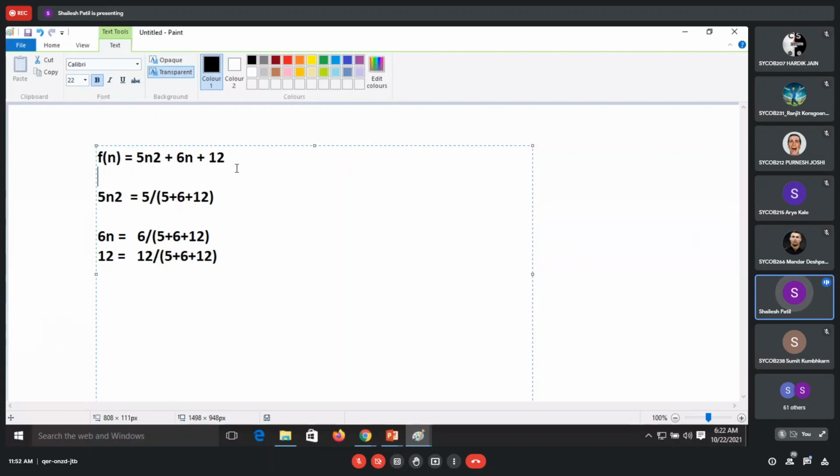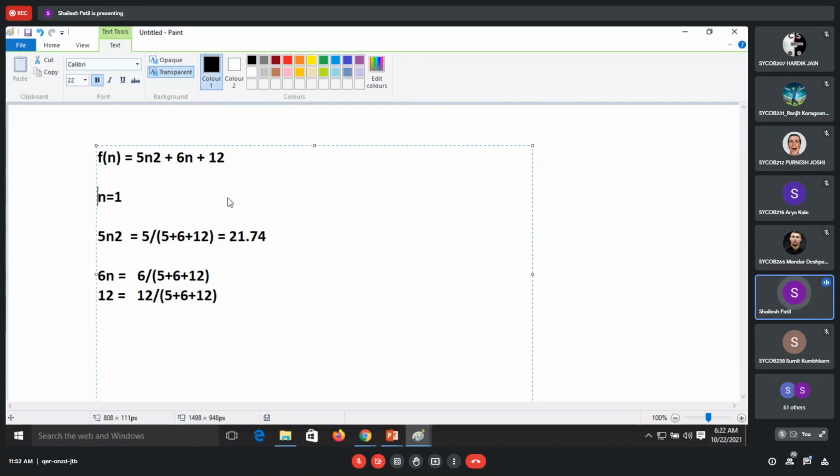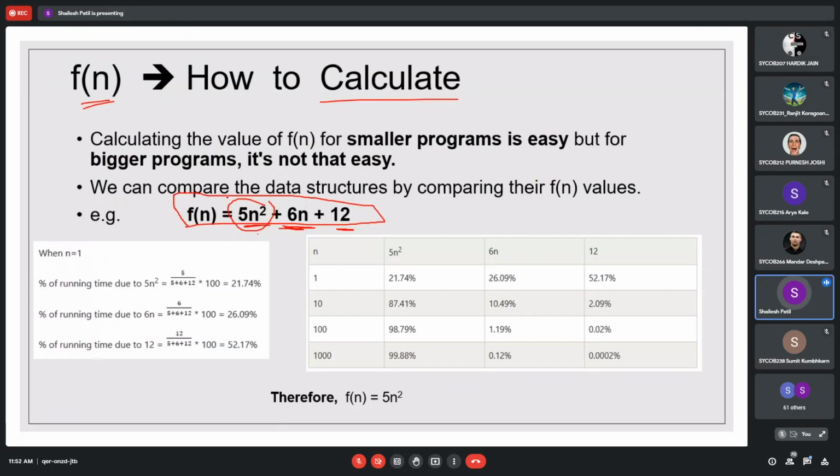Which is the major term in this formula? If we calculate the impact, this one is already solved, so it is 21.74 percent. Here the value of n is equal to 1, so n is replaced with 1. The next term has approximately 26%, and the last has 52%.